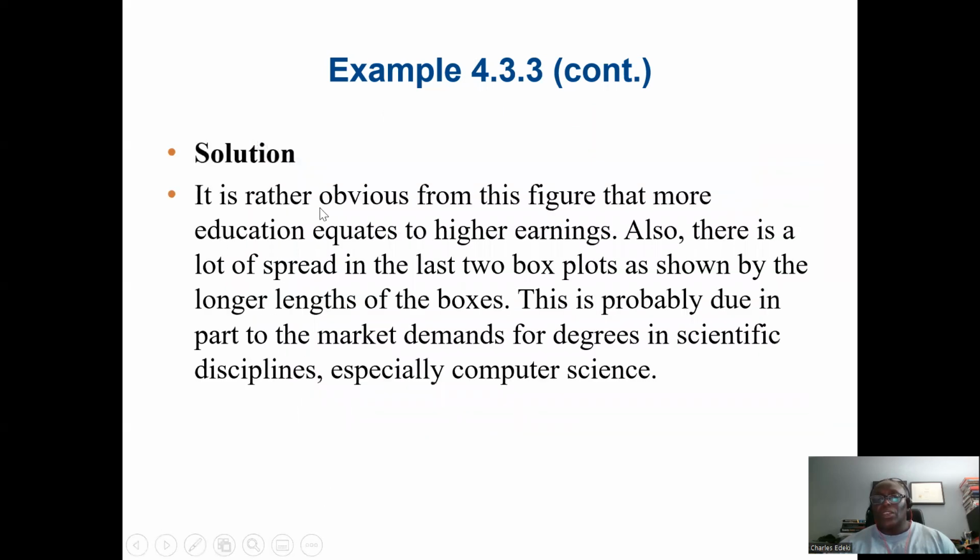So here we say it is rather obvious from this figure that more education equates to higher earnings. Also, there's a lot of spread in the last 2 box plots, as shown by the longer lengths of the boxes. This may be probably due to the market demand for degrees in scientific disciplines, especially, again, computer science, etc.